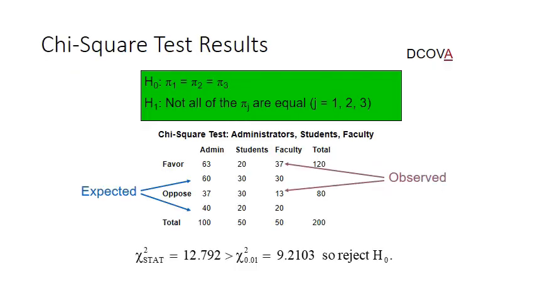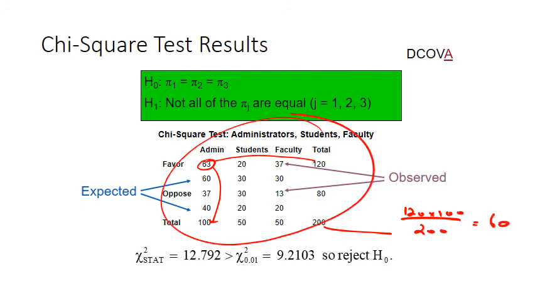For example, here you can see this is the observed frequency for this cell. The total of the row is 120 and the total of this column is 100. So 120 times 100 divided by the grand total, which is 200. So I will get 60. This is how we calculate all the expected frequencies through the observed frequencies. We get chi-square 12.72 and the critical value for chi-square is 9.2. So reject H0 on the basis of this critical value.